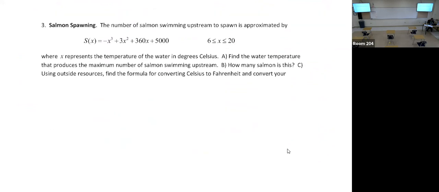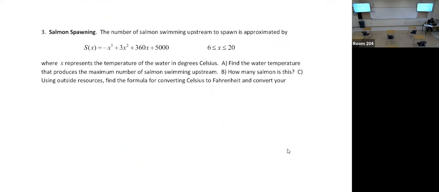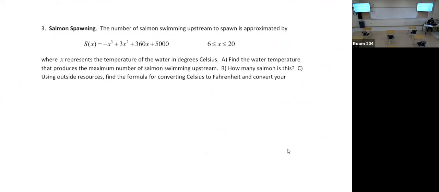So in a prior life, I used to be a fisheries economist, and we worked on managing salmon fishing on the West Coast. And salmon spawning was a huge part of that. You had to make sure you can get the maximum number of salmon spawning so that you'd have the highest populations going forward. So here's an equation that helps us figure out the number of salmon swimming upstream to spawn is approximately this relationship, where X is the temperature of the water in Celsius.